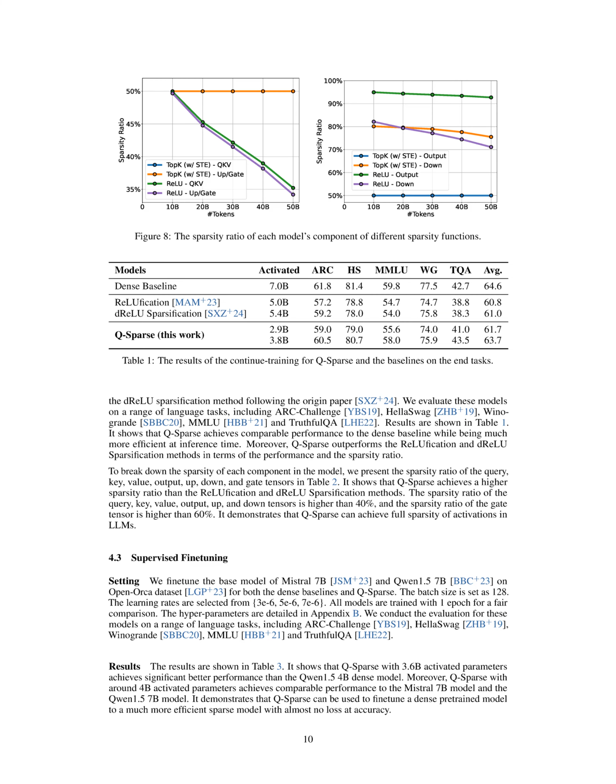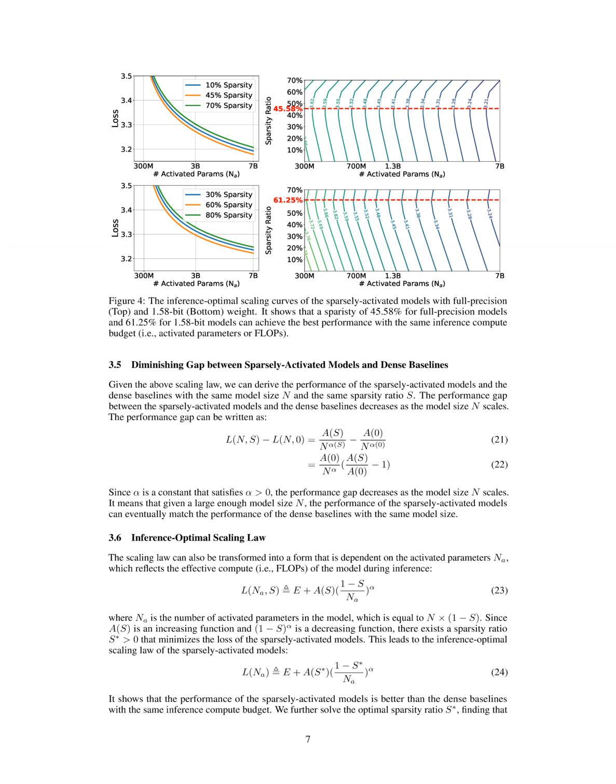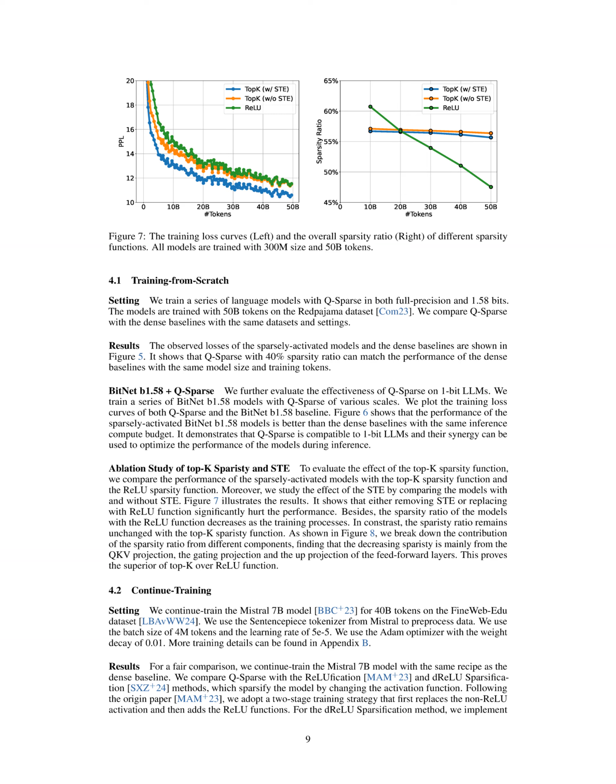Q-Sparse was validated through a series of experiments involving training language models with both full precision and 1.58-bit quantization on the Red Pajama dataset, utilizing 50 billion tokens. The performance of Q-Sparse was compared against dense baselines under the same training conditions, specifically focusing on various language tasks such as ARC Challenge, HellaSwag, Winogrande, MMLU, and TruthfulQA.